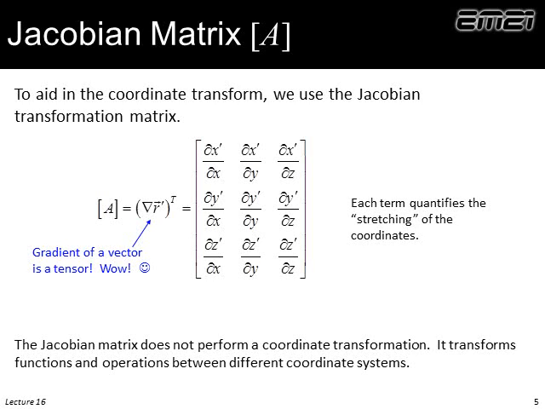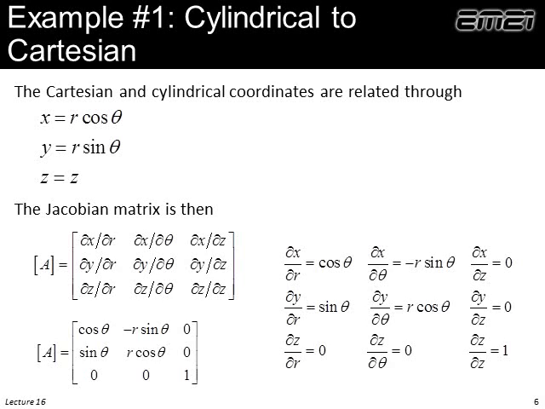Anyway, we call this the Jacobian matrix. We'll make extensive use of this. I have a bunch of examples of how this is used as well. First example, let's say we want to calculate this Jacobian matrix to transform operations from cylindrical to Cartesian. Remember, we're not actually transforming coordinates. We're not taking position 1 and figuring out position 2.